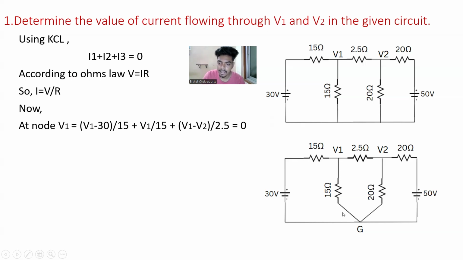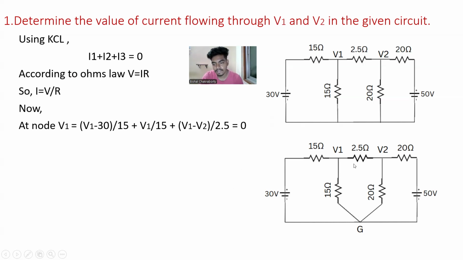To find the potential difference, we write V1 minus 30, because this is higher and this is lower. We have assumed that V1 is higher in the whole circuit, so obviously this will be lower than V1. So V1 minus 30, and we divide it by resistance: V1 minus 30 by 15. Next we have V1 by 15. Why we got this is V1 minus the lower potential G, which is 0. So V1 minus 0 by 15 ohms.